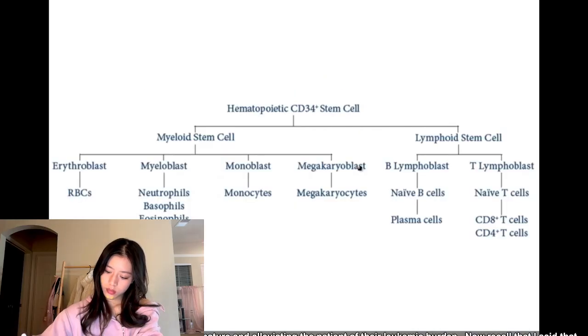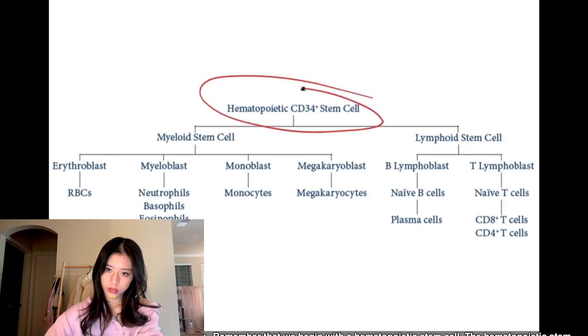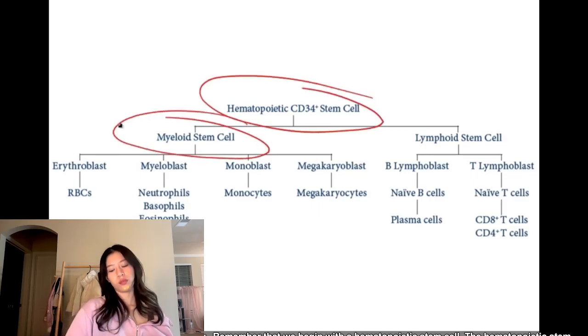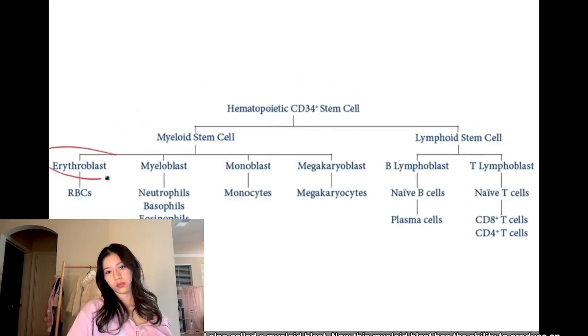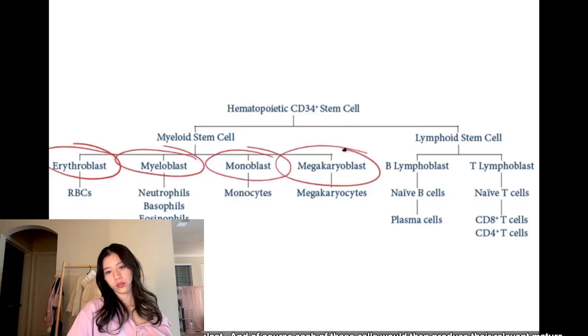Now, recall that I said that if there is no recurring cytogenetic abnormality, then we subclassify the AML based on the lineage of differentiation. That requires us to review the lineage of differentiation briefly. Remember that we begin with a hematopoietic stem cell. The hematopoietic stem cell eventually becomes a myeloid stem cell, also called a myeloid blast. This myeloid blast has the ability to produce an erythroblast, or a myeloblast, or a monoblast, or a megakaryoblast. And of course, each of these cells would then produce their relevant mature offspring.